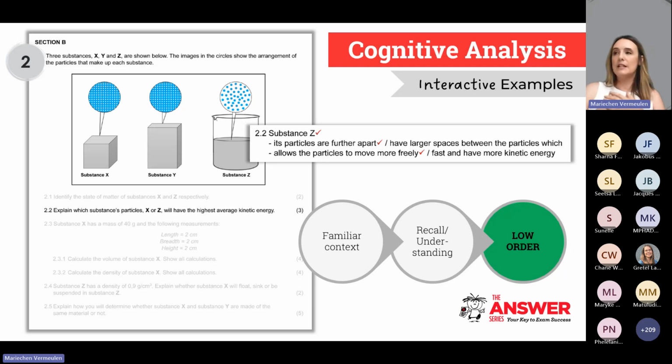For me, it was just that the answer felt more like a definition of kinetic energy and just having to identify which one it applies to, which is also something that they learned, that liquids have more kinetic energy because they have bigger spaces between their particles, etc. So that's why I felt lower order.